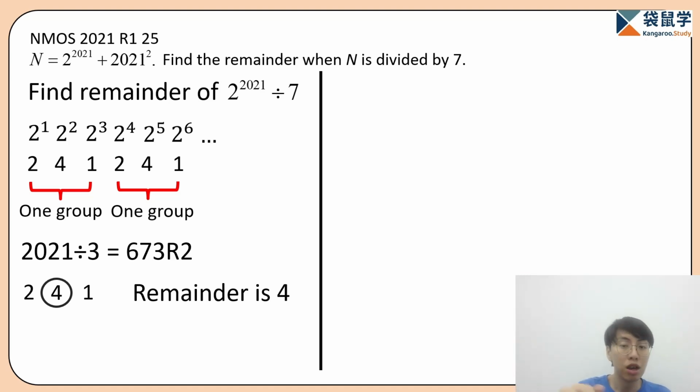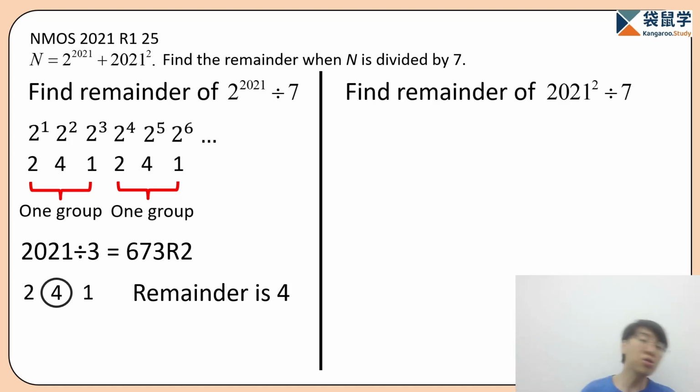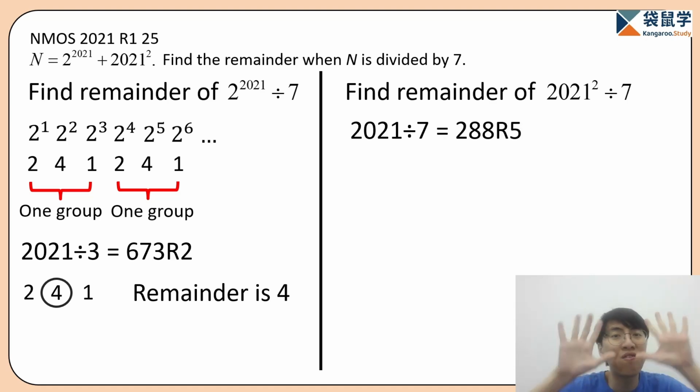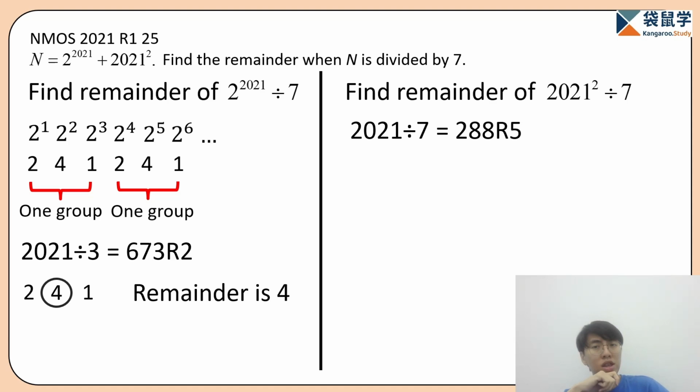What's next? We still need to find the remainder of 2021 squared divided by 7. This is simple for all of you. 2021 divided by 7, what do I get? I directly get a remainder of 5. And then we think, what about next? Actually, some of you have already seen the answer, right?